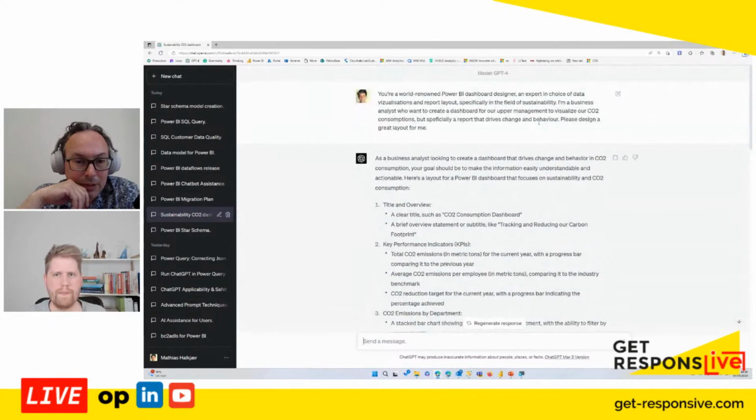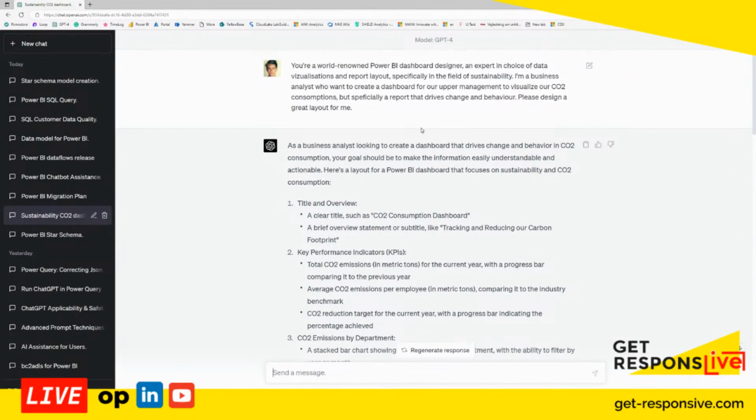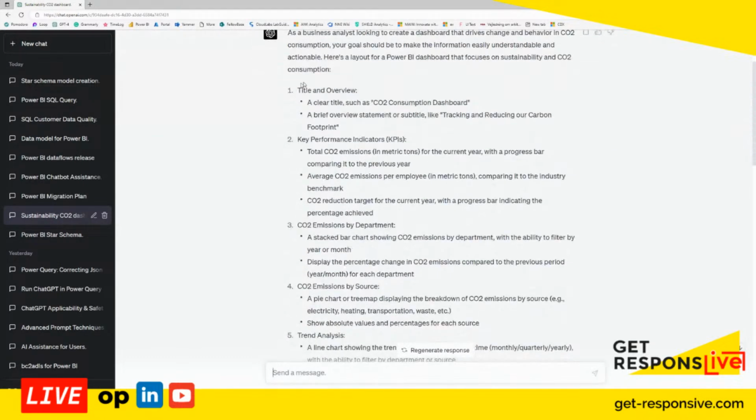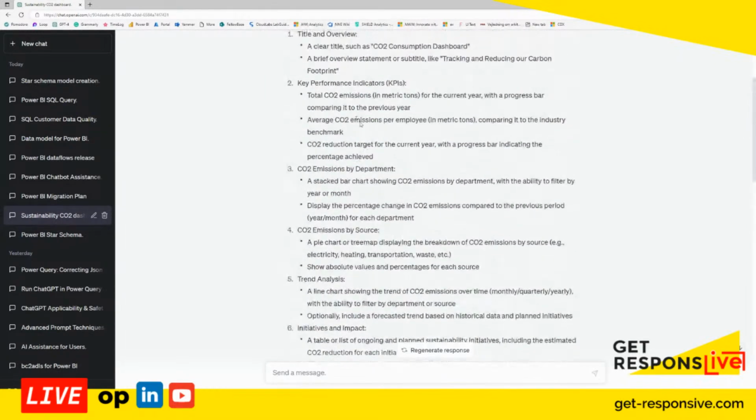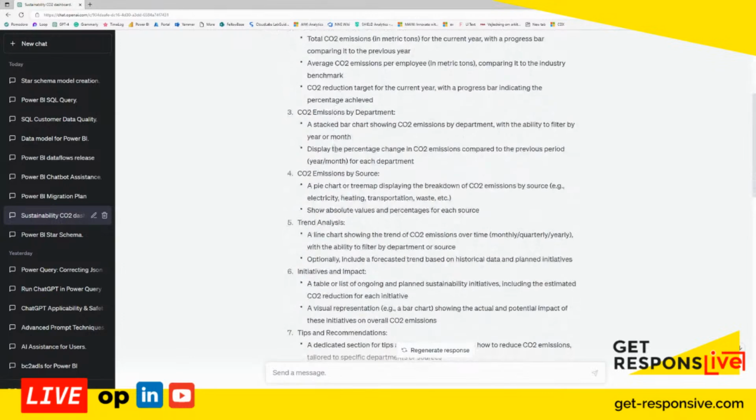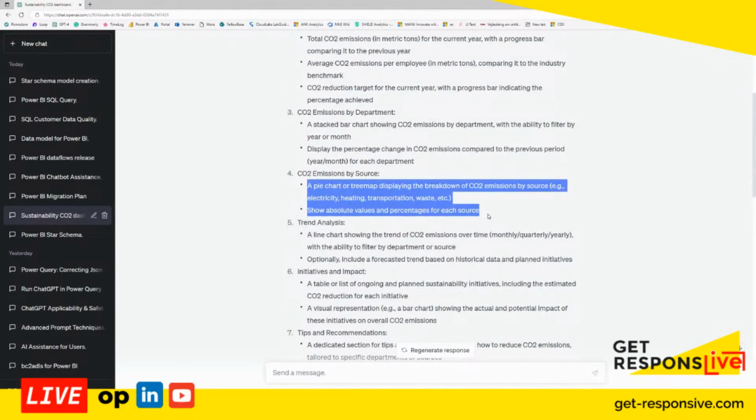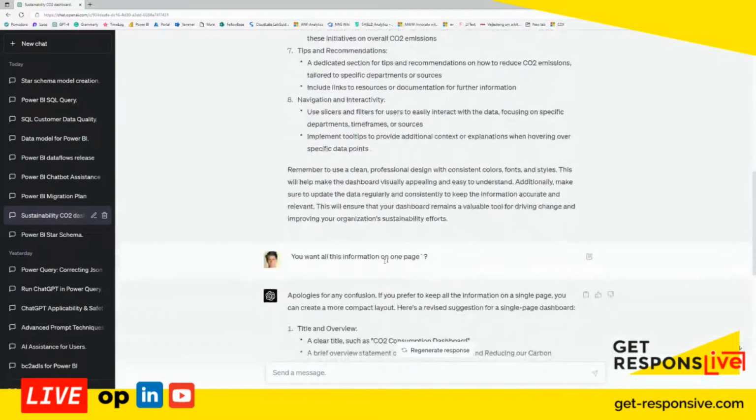So different example. I asked it to help me design a report. So I asked, here is a topic. I want to write something about sustainability and CO2, and I want to make a good data story for a dashboard for this topic. And it gave a lot of pretty good pointers. It didn't really specify what are pages in Power BI and whether everything needed to be in one page or in several pages. But it's a lot of good ideas that you can pick and choose from. So I challenge it and say, do we want all this information in one page?